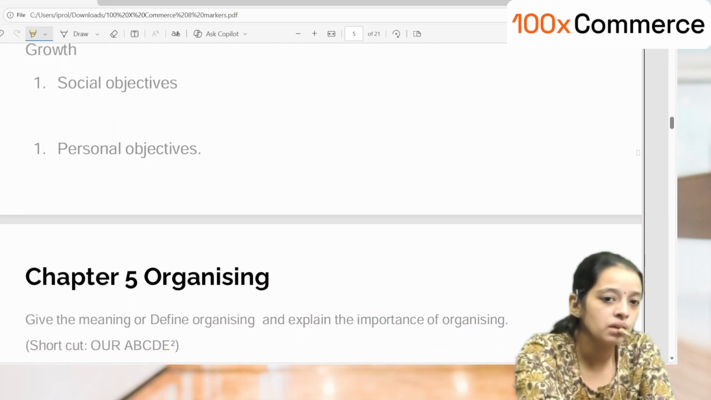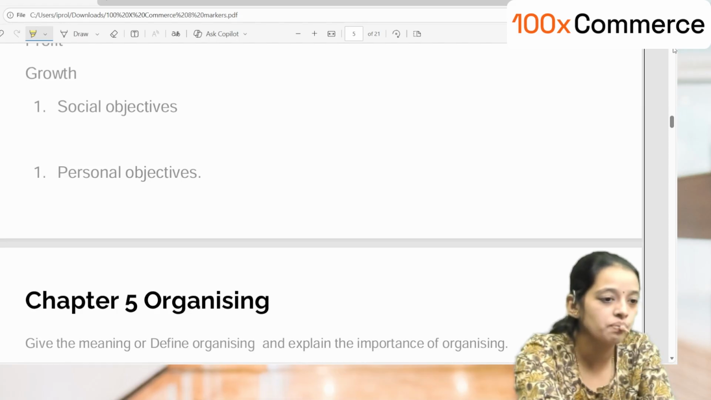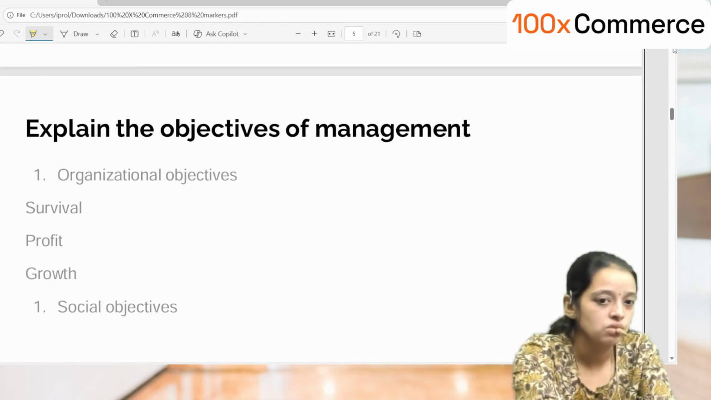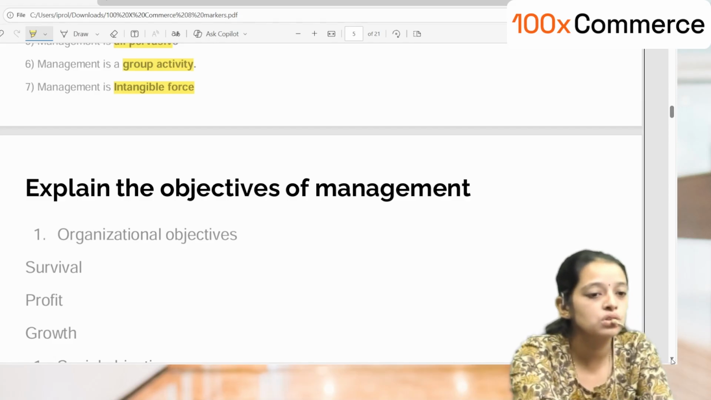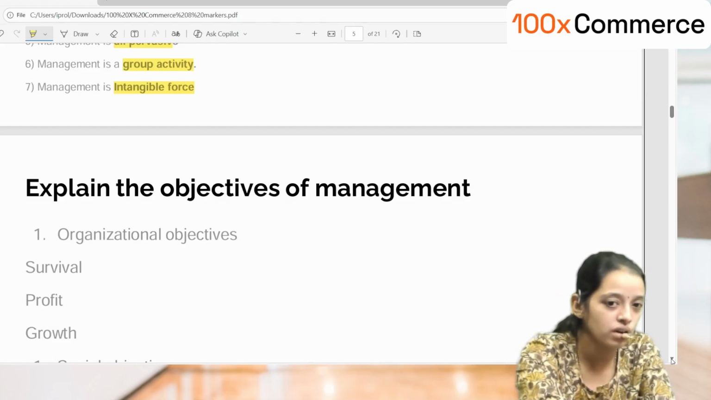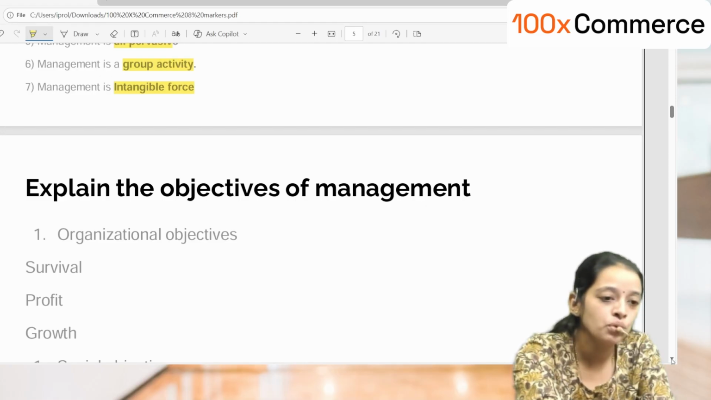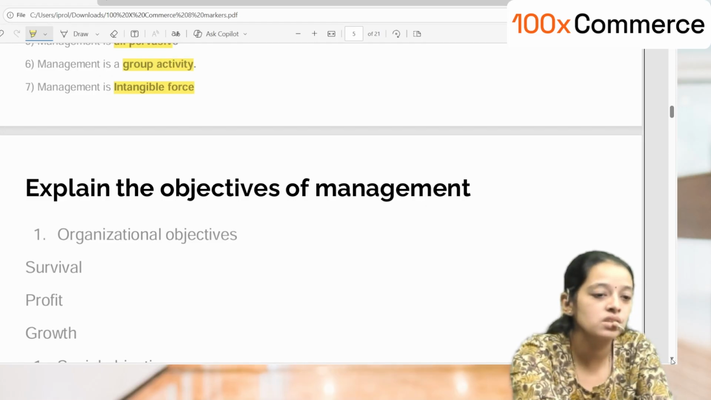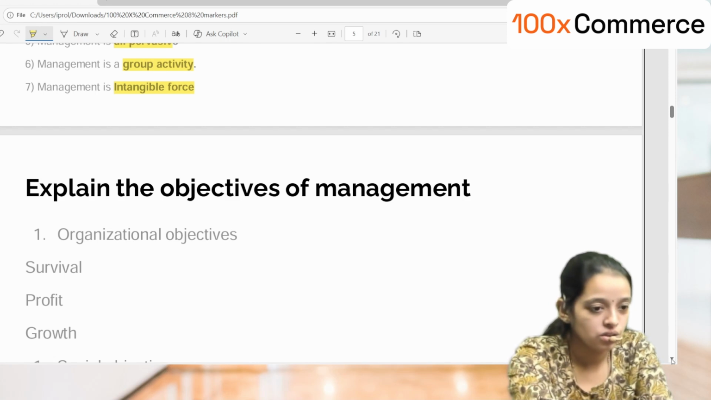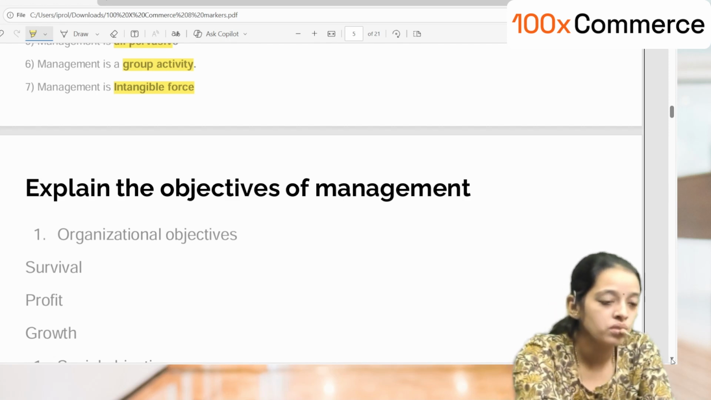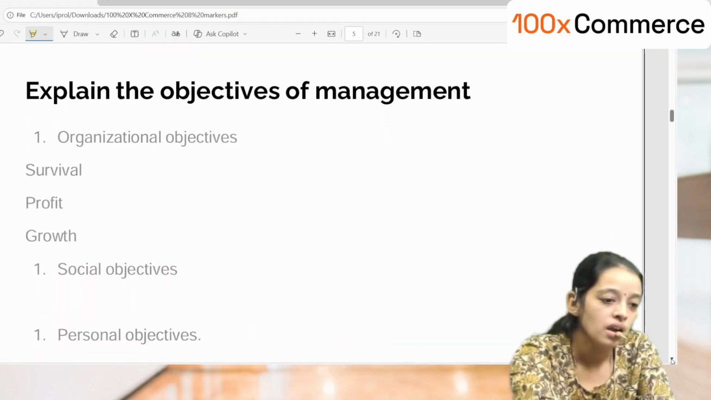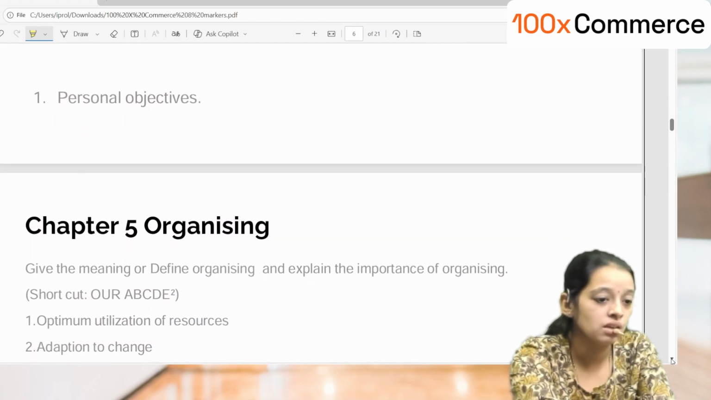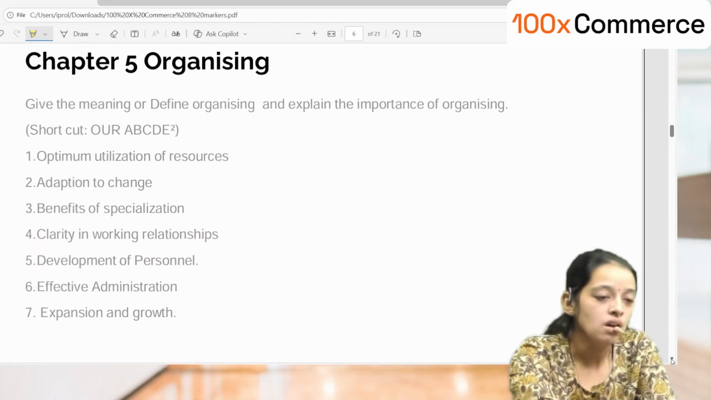So one more question that we have from this chapter will be on coordination. So what is coordination? Explain the characteristics of coordination. That question is also very, very important. And you have one more very important question, that is levels of management. So we have top level, middle level and lower level management. You have to explain that as well, if at all that is asked in the question paper.